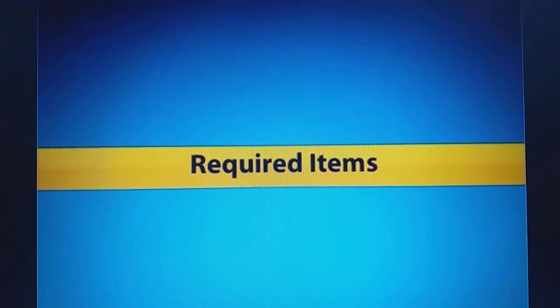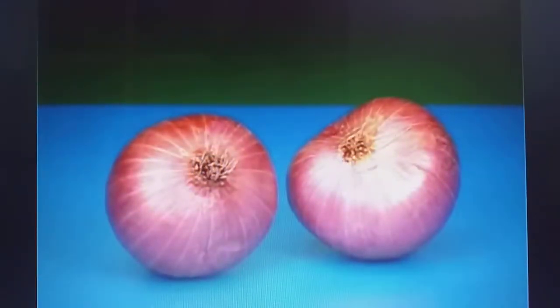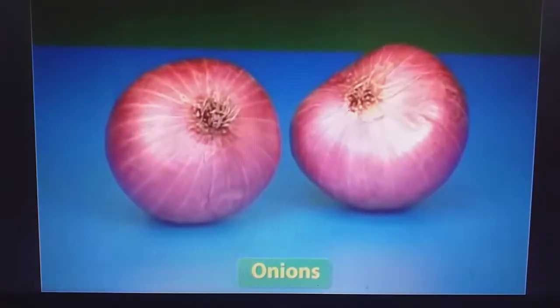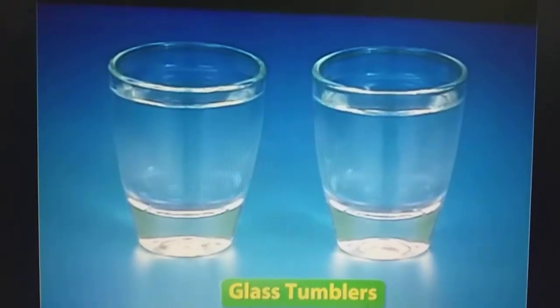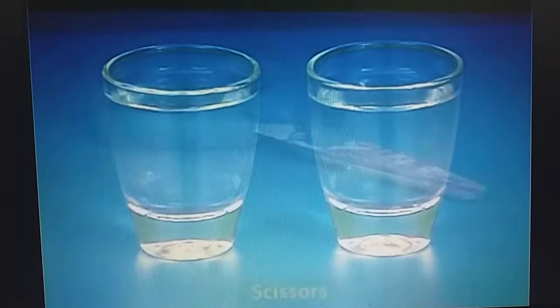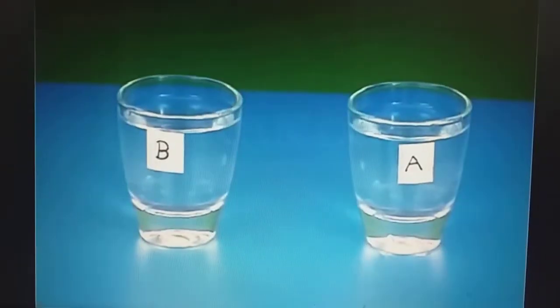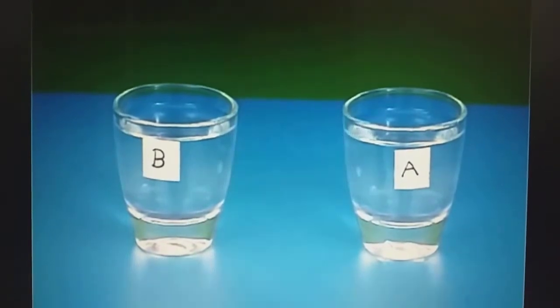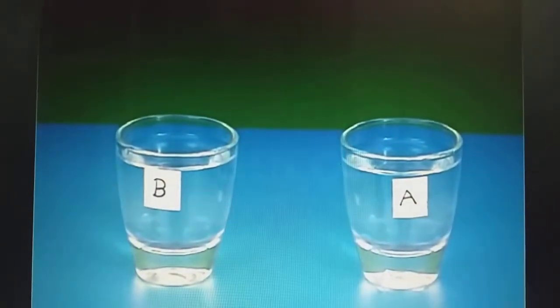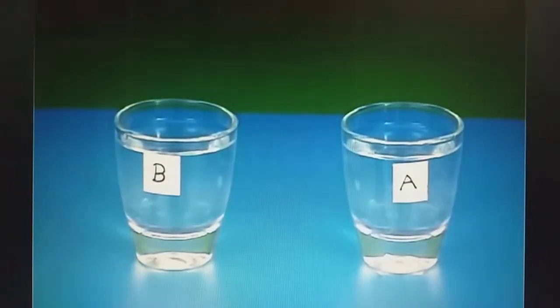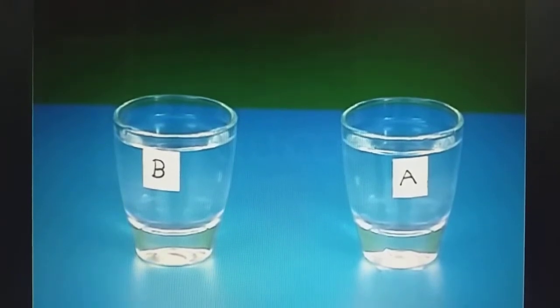Now, the required items. To study the growth in the root tip of the onion, you need 2 same-sized onions, 2 glass tumblers filled with water, and a scissor. Now let's begin the activity. Take 2 glasses filled with water and mark the tumblers as A and B.